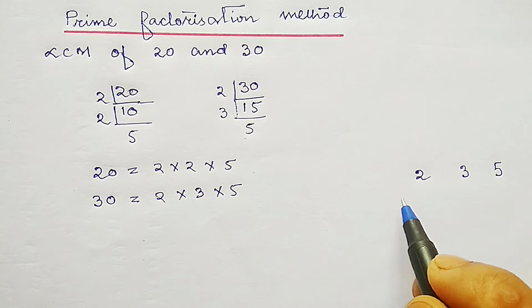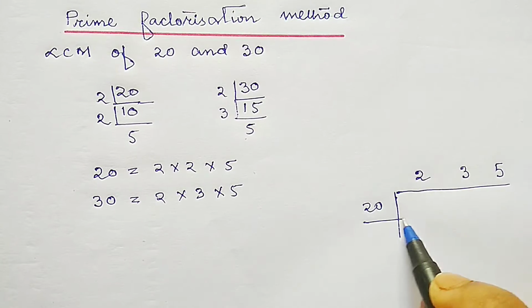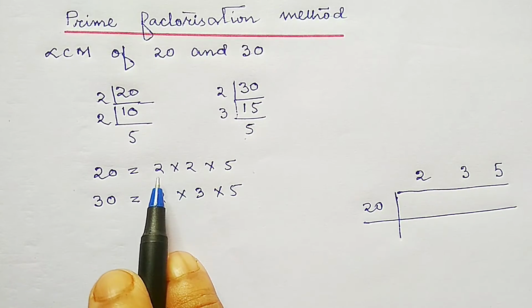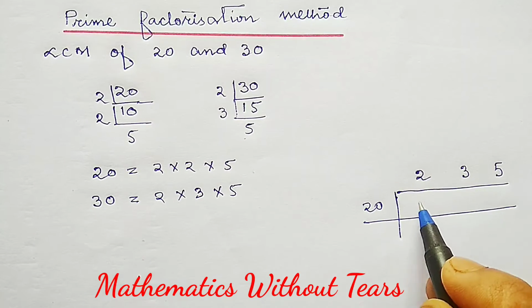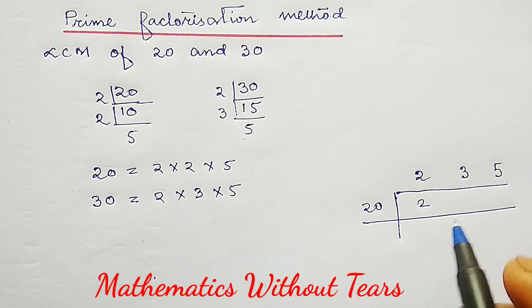Now in case of 20, just make a box like this. In case of 20, how many times 2 appear? 2 appear 2 times. Here you write 2. How many times 3 appear in case of 20? It's not there, so write 0.